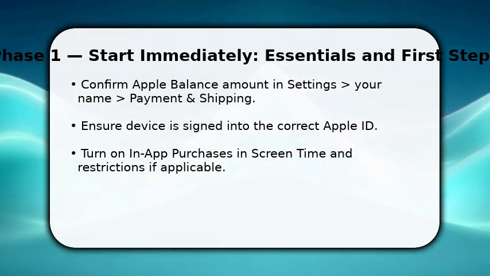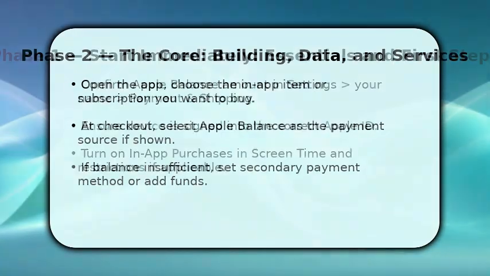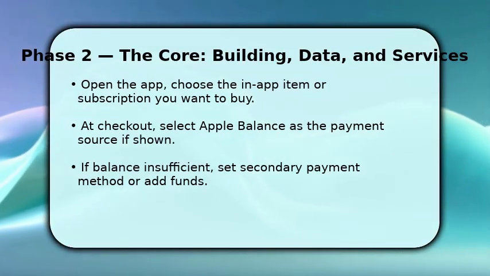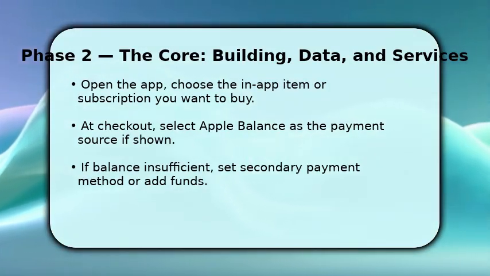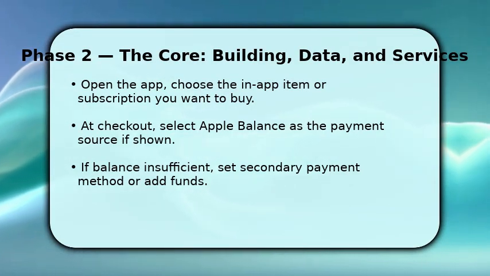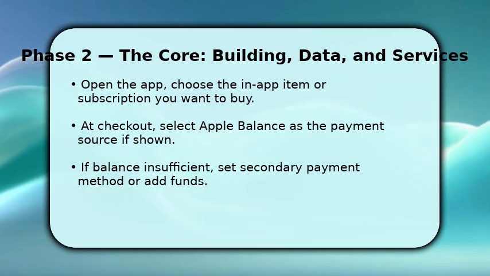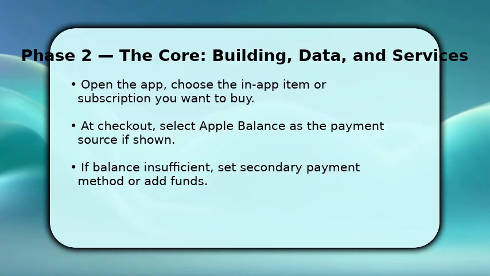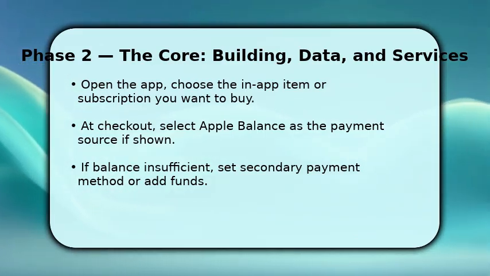Now you're ready to initiate an in-app purchase. You tap the item in the app and proceed to the in-app checkout, where Apple's payment sheet appears. Look for Apple Balance as an option and tap it. Apple will use balance first, then charge any remainder to your primary payment method. If your balance is insufficient, choose Add Funds or select a secondary card before confirming.